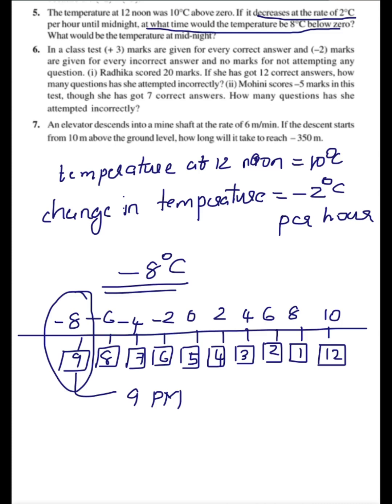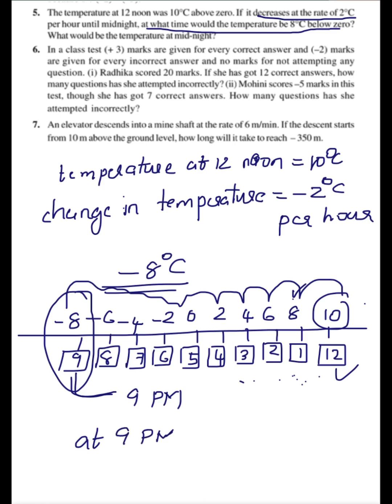Understand? We have started from 12 noon. It was 10 degrees Celsius, which is given in the question. And as the time passes, per hour there is a 2 degrees Celsius decrease in temperature. So 10 will become 8, then 6, then 4, then 2, and finally it will reach minus 8 at 9 p.m. You can write it as at 9 p.m. temperature would be minus 8 degrees Celsius. Not 8 degrees, but minus 8 degrees.